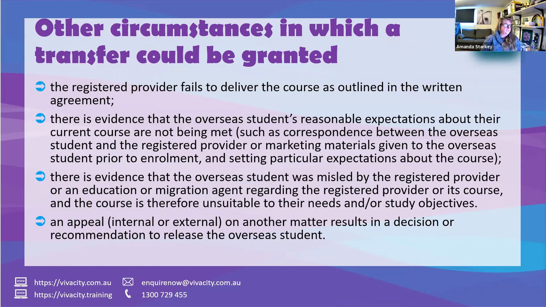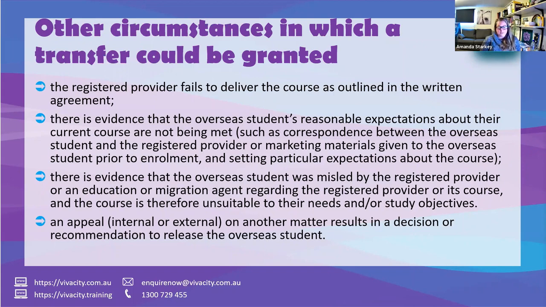Other circumstances in which a transfer could be granted. So if the registered provider has failed to deliver the course outlined in the written agreement. So maybe their trainer assessor quit and they couldn't deliver it. There is evidence that the overseas student's reasonable expectations about their current course are not being met, such as correspondence between the overseas student and the registered provider, or marketing materials given to the overseas student prior to enrolment, and setting particular expectations about the course.